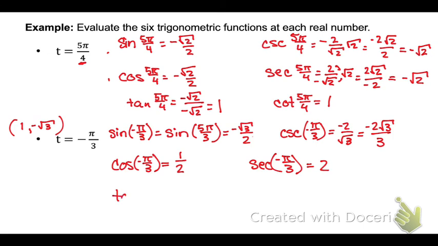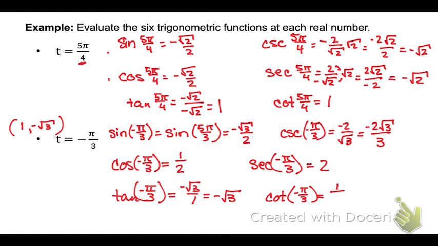And tangent would be what? Negative square root of 3 over 1, or just negative square root of 3. And cotangent of negative pi over 3, rationalize, would be 1 over negative square root of 3, so negative square root of 3 over 3.